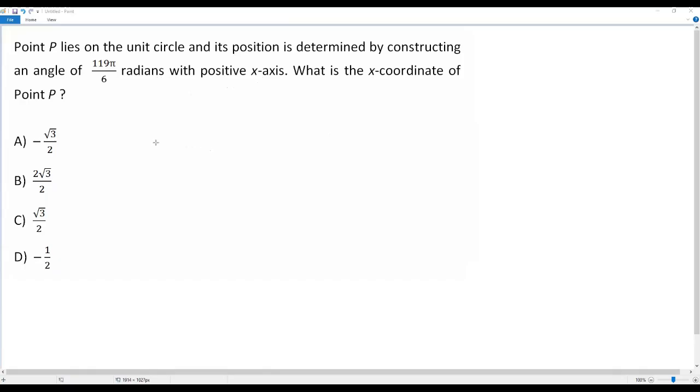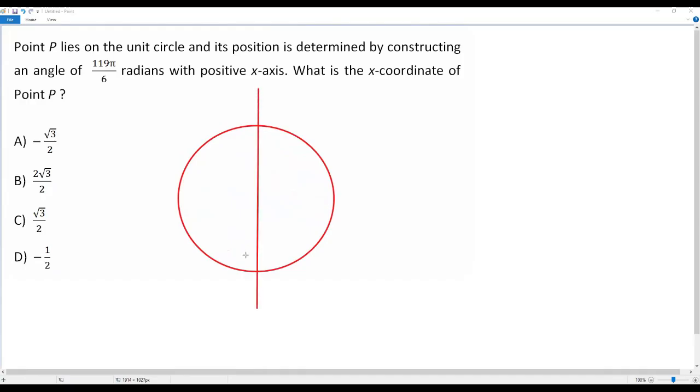Okay, first let me draw a unit circle in the xy plane with the center the origin. Here I have drawn a unit circle. Let me draw the y-axis, that is the vertical axis over here, and also the x-axis over here. Now let me mark the x-axis and y-axis. Now we have to determine the position of the point P by constructing this angle with the positive x-axis. Just for an example, let me assume the point P is over here in the first quadrant.